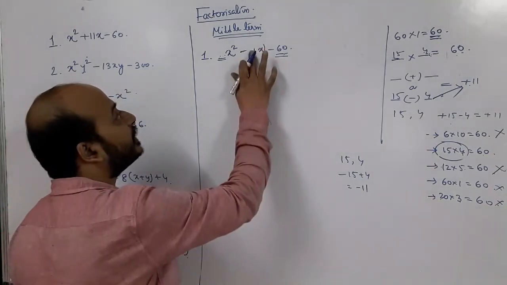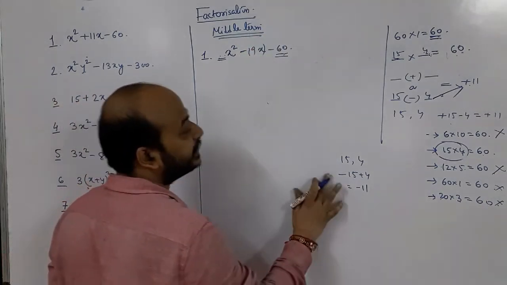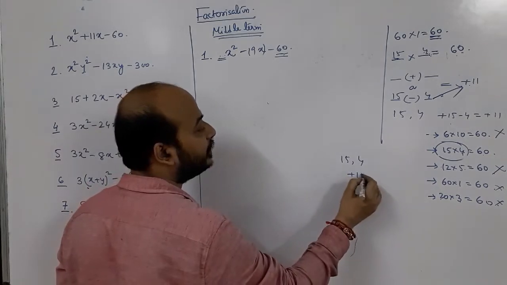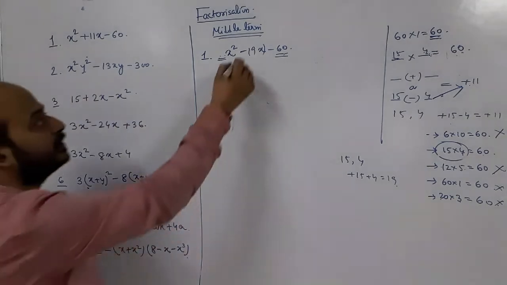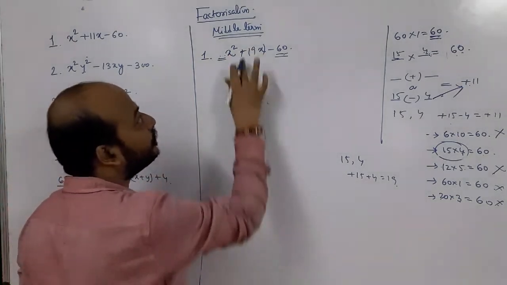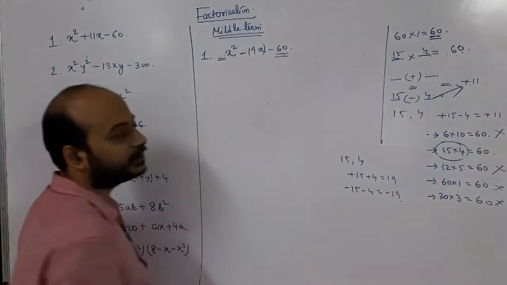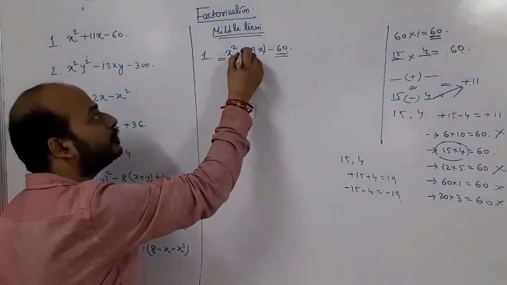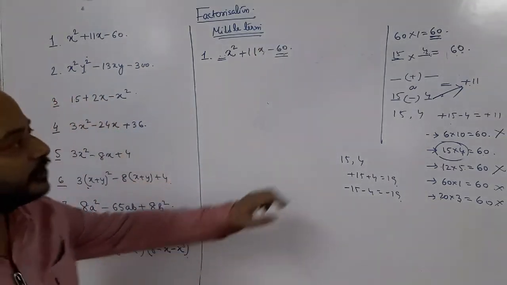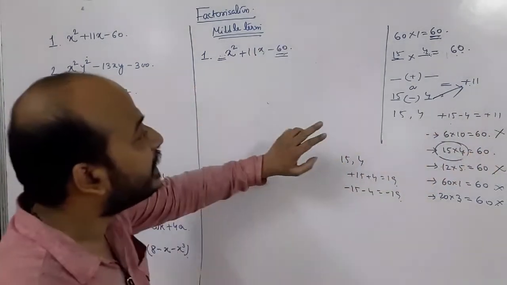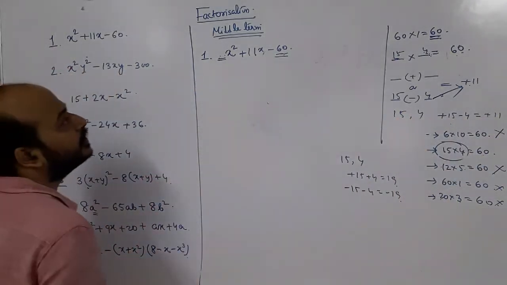Understand? Suppose instead of minus 11, it is say 19x. Then what will we do? We will use plus 15 plus 4 is equal to plus 19. And suppose we require minus 19, then I will use minus 15 minus 4 is equal to minus 19. Understand? So this is how we will do. So it was in fact plus 11x minus 60. So I got the combination 15 into 4 is 60, and plus 15 minus 4 is 11. So we will think all this mentally.